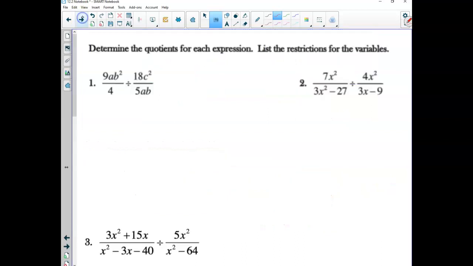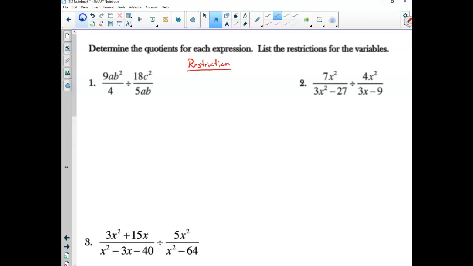So let's move right along here. And, well, now things are a little bit different, too. Determine the quotients for each expression. List the restrictions for the variable. Well, something a little wonky's coming here. And when I'm looking at this, well, I'm thinking restriction.